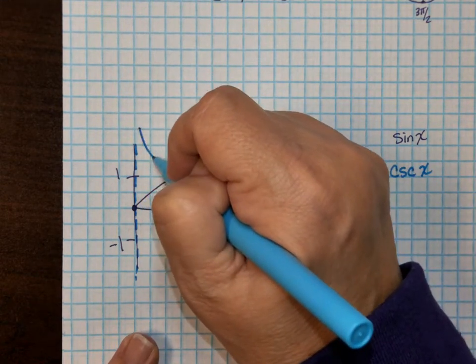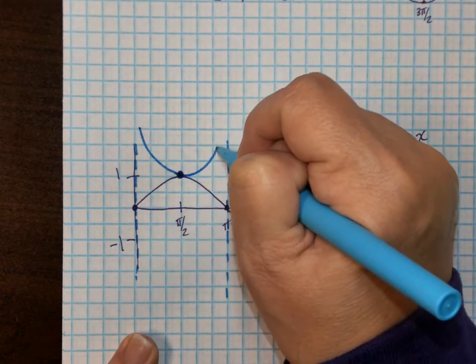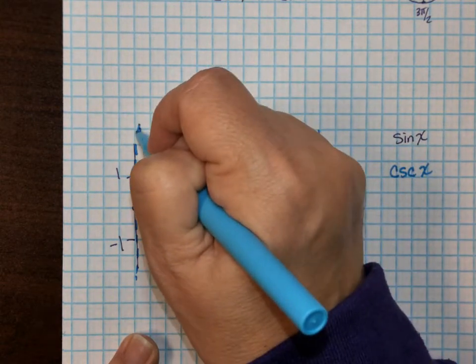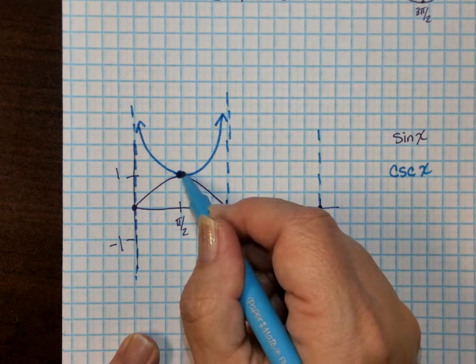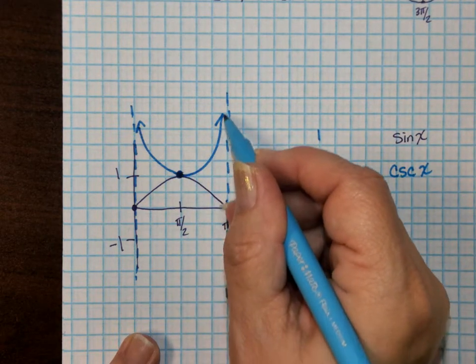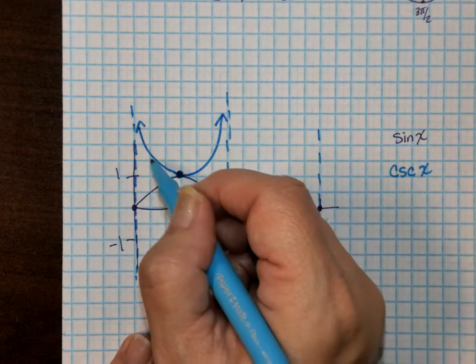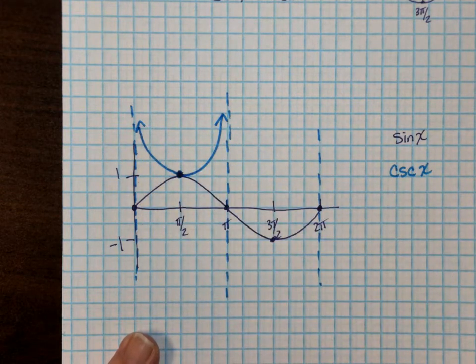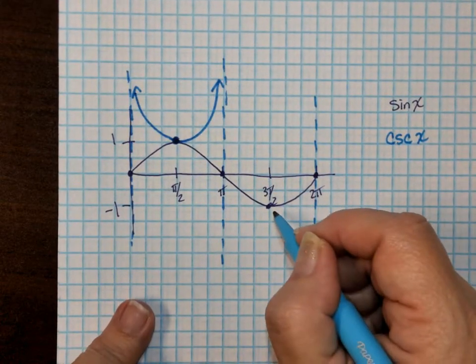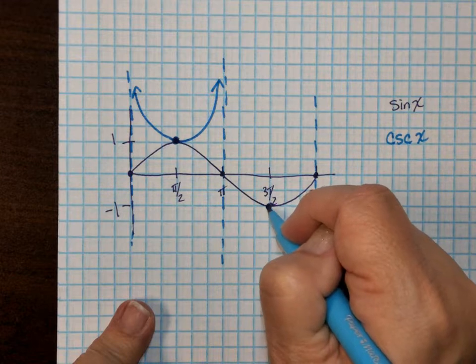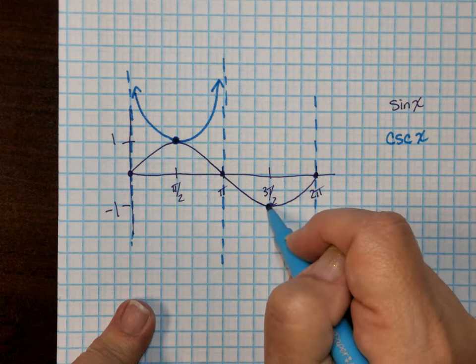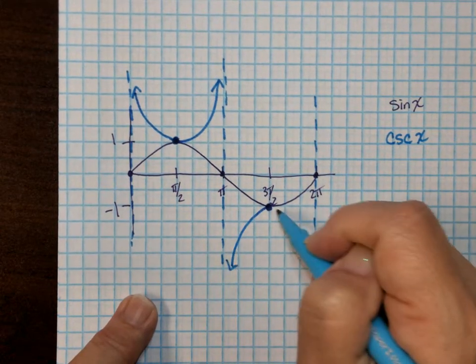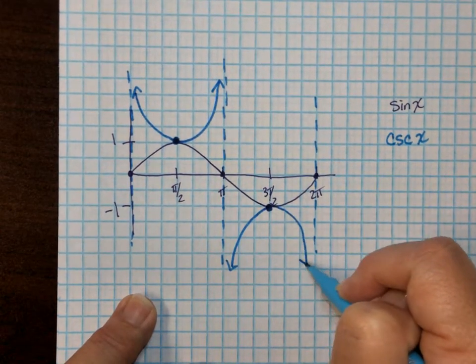So cosecant looks somewhat like a parabola. It's going to share this point at 1, and then it's going to come up towards this asymptote and up towards the other asymptote. And then the same thing is going to happen down here. It shares the point 3 pi over 2, negative 1, and then it's going to go down towards this asymptote and down towards this asymptote.